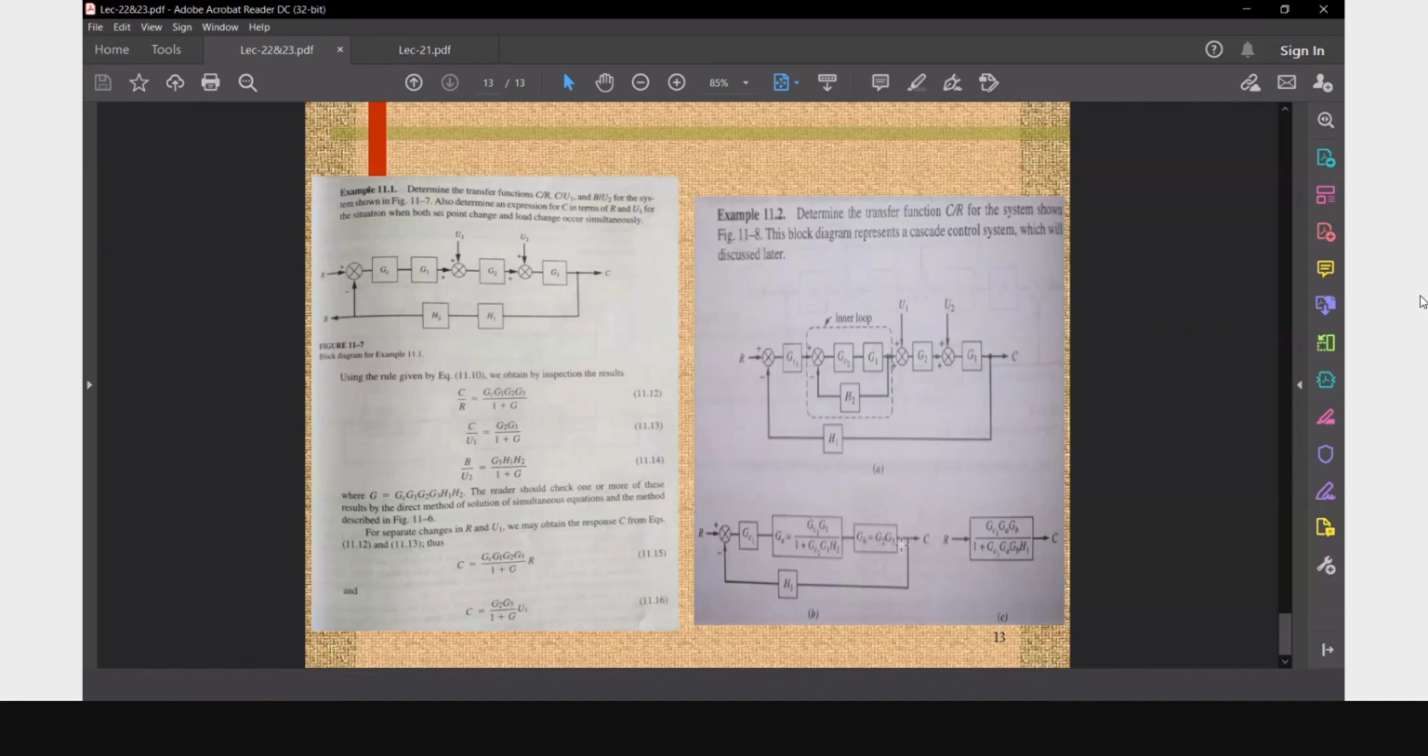Agree? Agree? So we will stop here. So block diagram reduction is covered today.